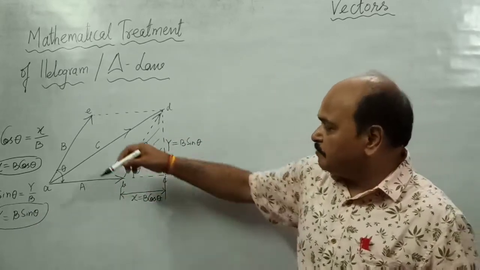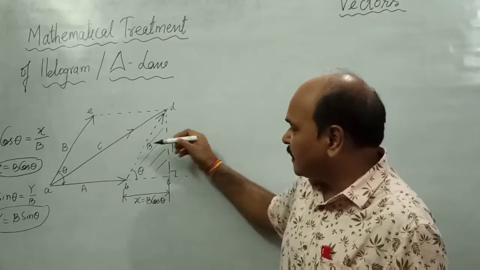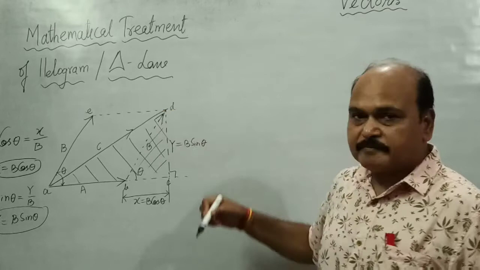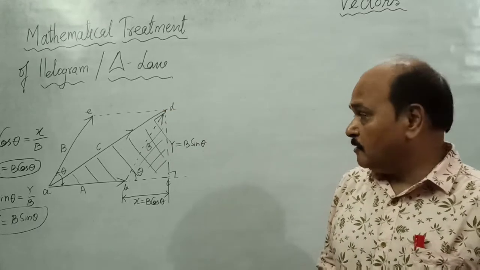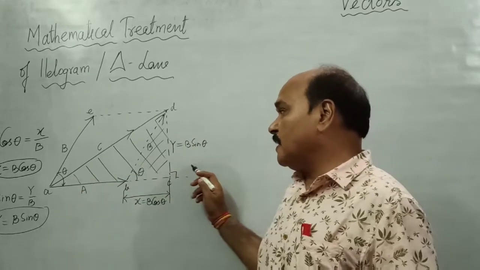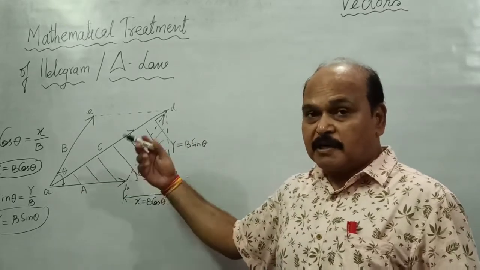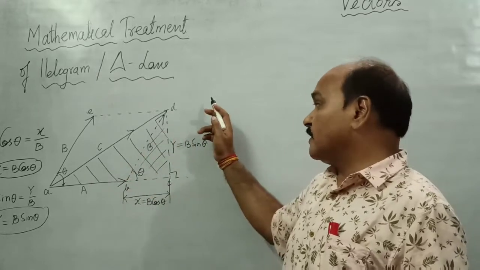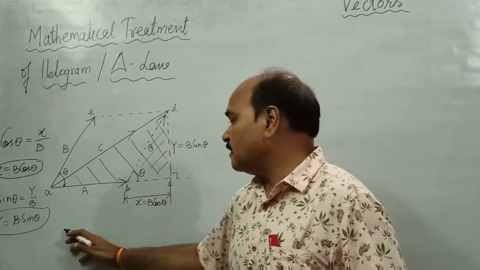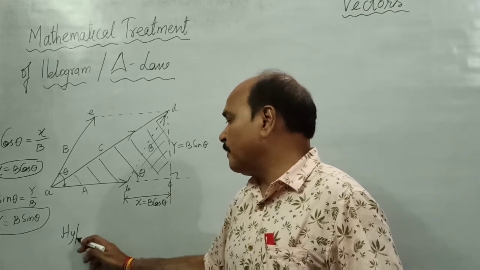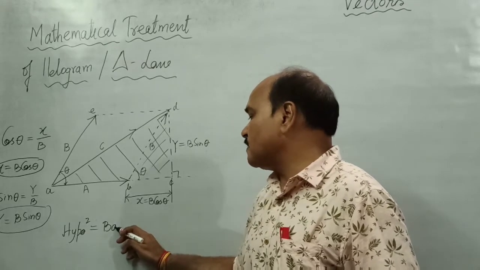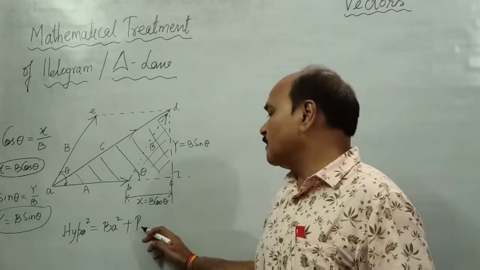Now let us look at this bigger right angle triangle. This is of course a right angle triangle. This is also a big right angle triangle. Why do we take this big right angle triangle? Because in this big right angle triangle is this diagonal, which is the resultant, or the third closing side of the triangle. In any right angle triangle, as all of you know, the square of the hypotenuse is always equal to the sum of the squares of base and perpendicular.